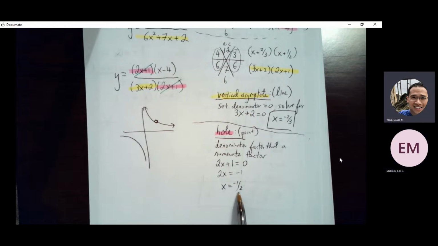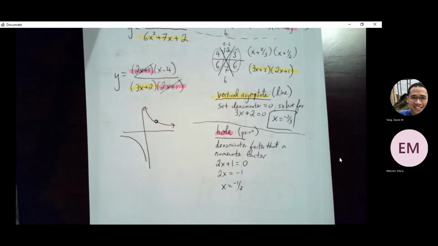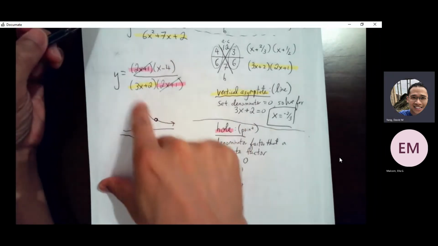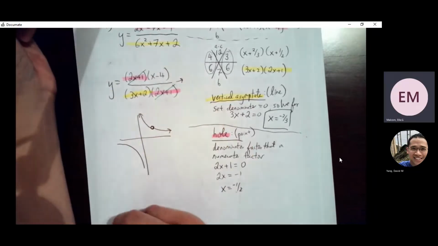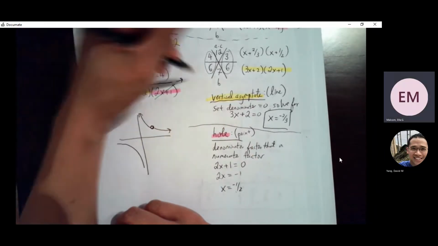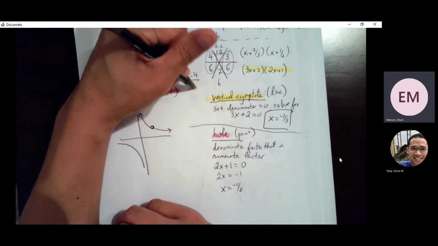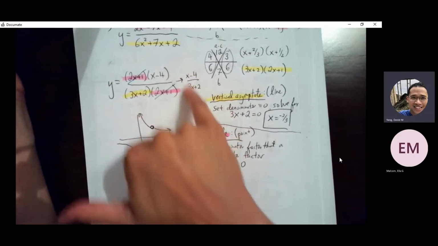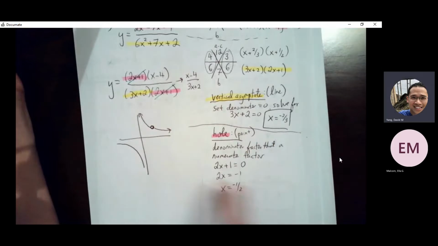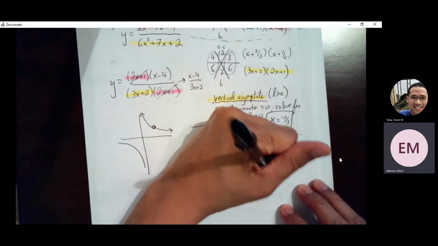So the way you find the y value is you insert the x value into the remaining expression that does not include the hole. So what's the reduced expression if I were to remove the hole? That would be (x - 4)/(3x + 2). Good. So if I were to insert the -1/2 into this expression, the y value would be where that hole would be. Got it.